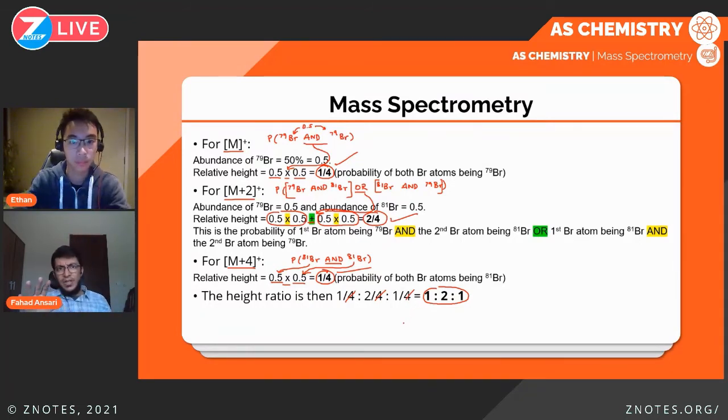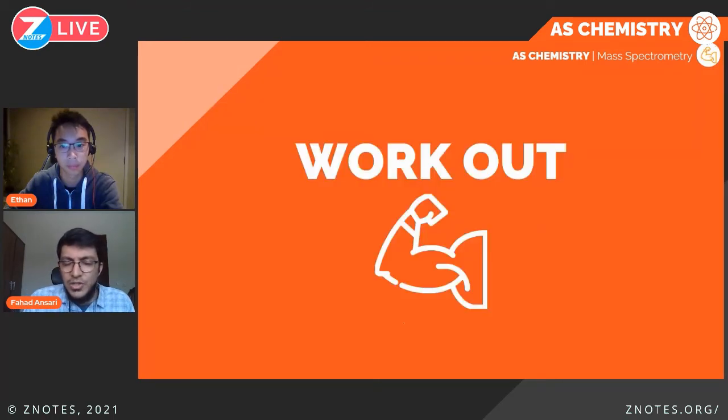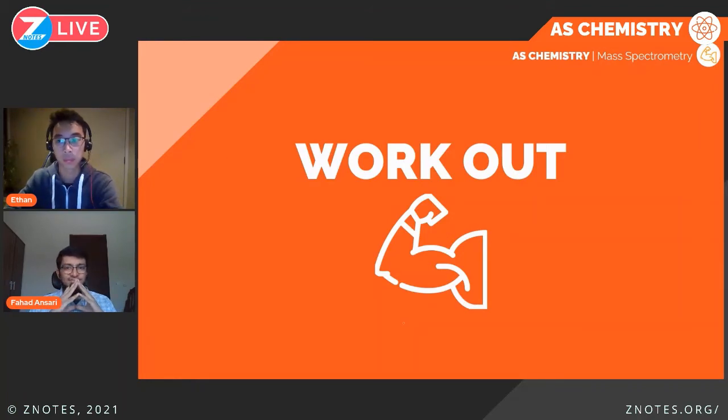So in summary, if you have three molecular ion peaks, M, M plus 2, and M plus 4, and they have a height ratio of 9 ratio 6 ratio 1, that means you have 2 chlorine atoms present in your organic molecule. If you have three peaks, M, M plus 2, M plus 4, and their height ratio is not 9 to 6 to 1, but 1 ratio 2 ratio 1, that means instead of 2 chlorine atoms, you have 2 bromine atoms present, right? So you need to remember these height ratios, and how you came up with these ratios using these simple probability calculations. So this is pretty much all for the deep dive. Ready for the workout? Yeah.